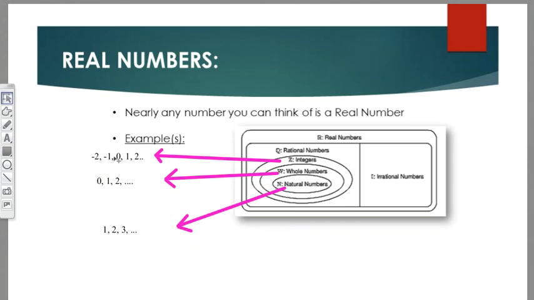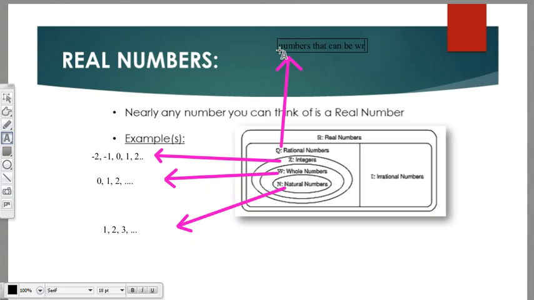Now, as far as understanding rational numbers, all of these numbers in this circle are considered to be rational numbers. So if I say the number 1, the number 1 is not only a natural number, it's a whole number, it's an integer, but it's also a rational number. Rational numbers are basically defined as numbers that can be written in fraction or ratio form. Now, that could be decimals. That can be whole numbers. That can be natural numbers.